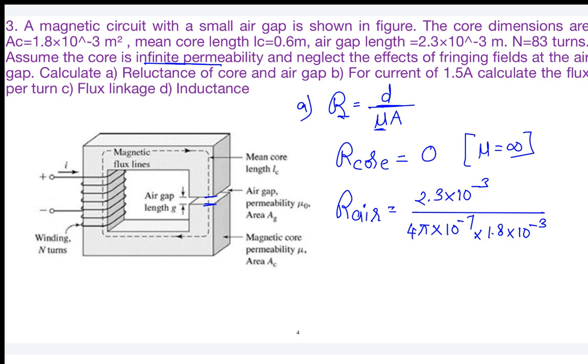So what is the answer you are getting? 1.106 mega ampere per Weber. Good, very good. So you can verify that. The reluctance of the air gap will be something like 1.017 into 10 power 6 ampere per Weber. You can cross check that.